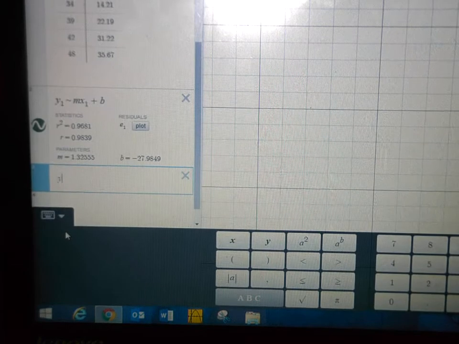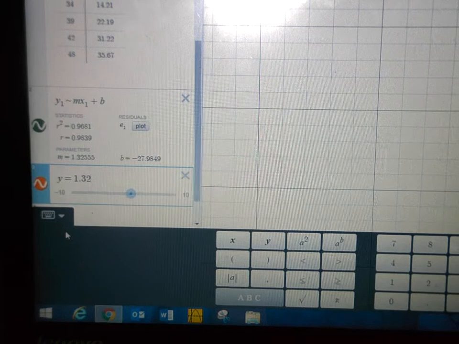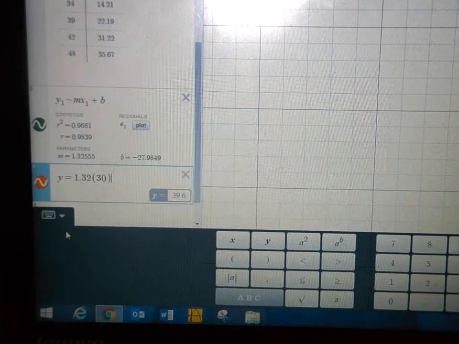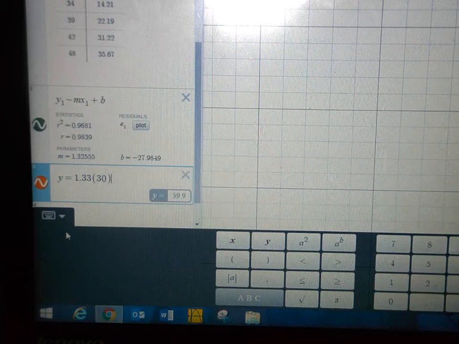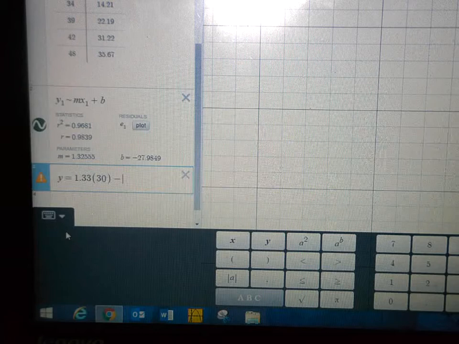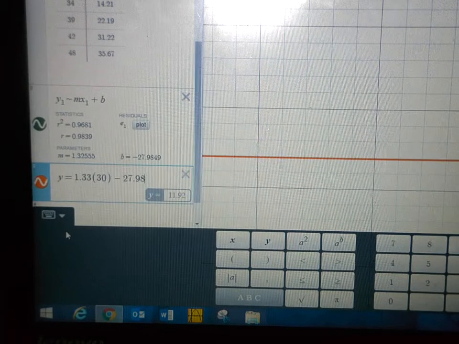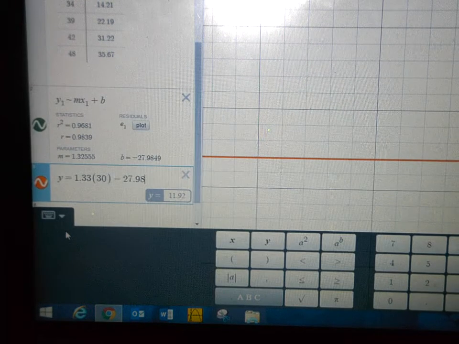Y equals, my m value is 1.33 times 30, minus 27.98. What's my answer? 11.92 pounds. That's your answer for B.